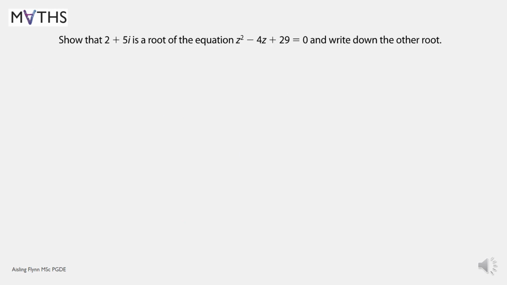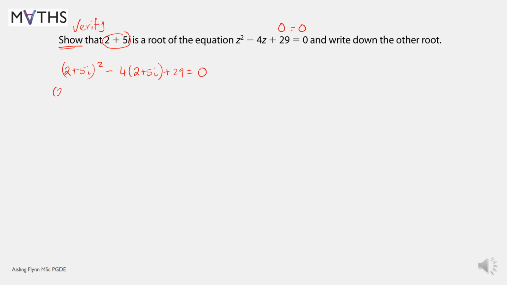Now, next one: show that 2 plus 5i is a root of this equation and write down the other root. To show, or sometimes they use the word verify, we're going to demonstrate it. We know that if this is a root, we should get 0 equals 0, we make the equation true. So we have 2 plus 5i all squared, minus 4 times 2 plus 5i, plus 29, which should be equal to 0 if this is a root.